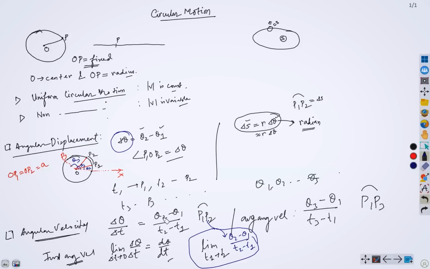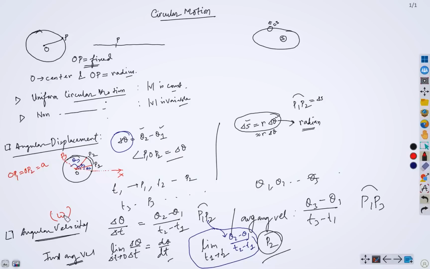But whenever we say average velocity, we are mentioning an arc. It is not a point concept, it is an arc concept. Whenever we say limiting velocity, instantaneous velocity, it is a point concept, measured at the P2 point. In this way we compute the angular velocity, either average or instantaneous, of the particle. And we denote this angular velocity as omega.